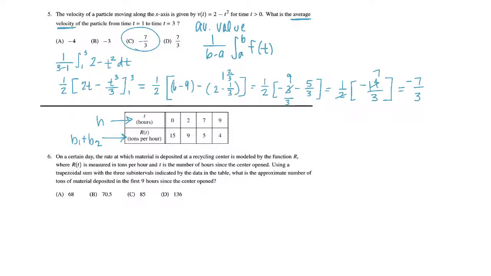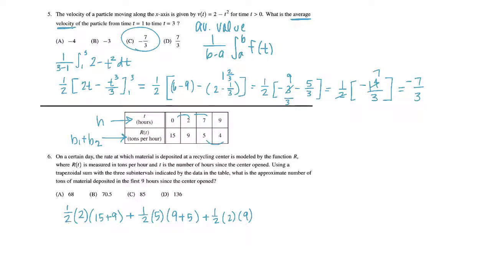So let's go ahead and find our difference. We have 1/2. The height would be the difference here, so 2 times the sum of 15 and 9, plus 1/2 times the height here, which is 5, times the sum of 9 and 5, plus 1/2 times 2 times 5 plus 4, so that's 9. All right, and the rest of this is just ugly math.